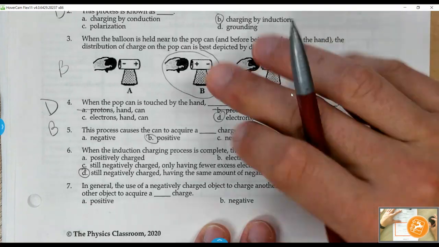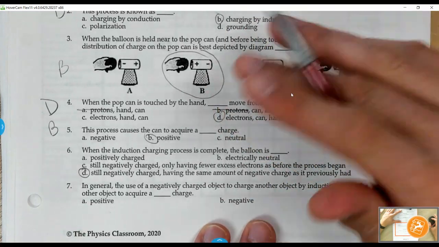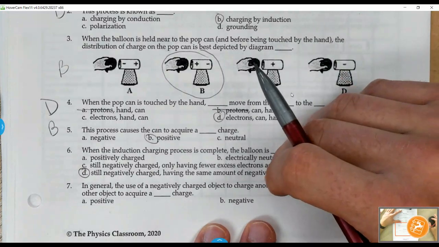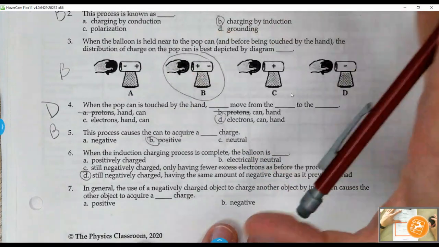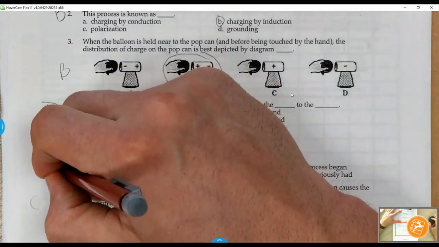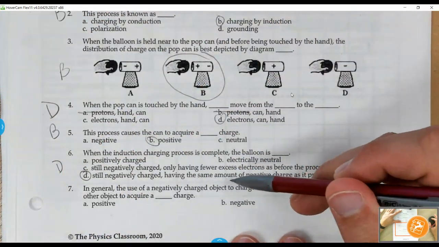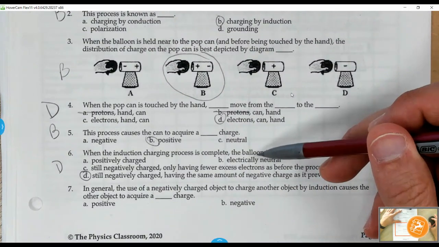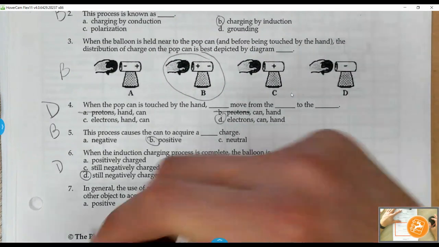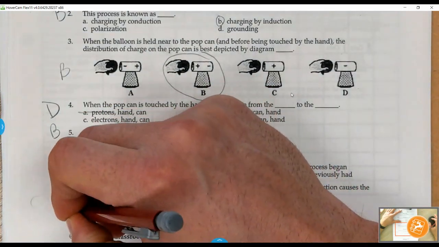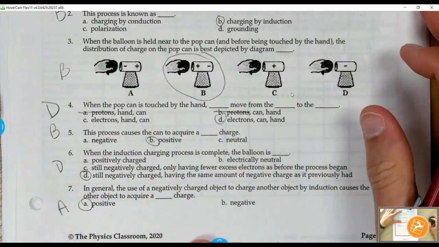Now, if it did make contact, we could say that some electrons either jumped in or jumped off, and then there could be a differing number of charges. But it didn't. And in general, the use of a negatively charged object to charge another object by induction causes it to get the opposite charge. So in this case, positive.